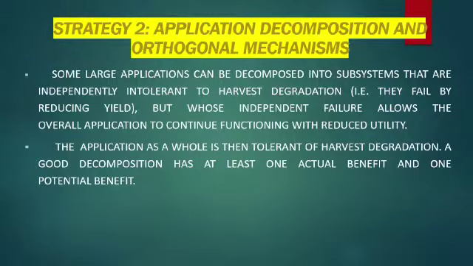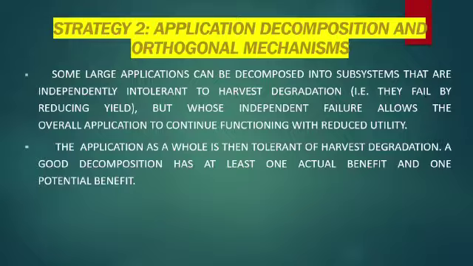Coming to the second one, application decomposition and orthogonal mechanisms. Some large applications can be decomposed into subsystems that are independently intolerant to harvest degradation, meaning they fail by reducing yield, but whose independent failure allows the overall application to continue functioning with reduced utility. The application as a whole is then tolerant of harvest degradation.